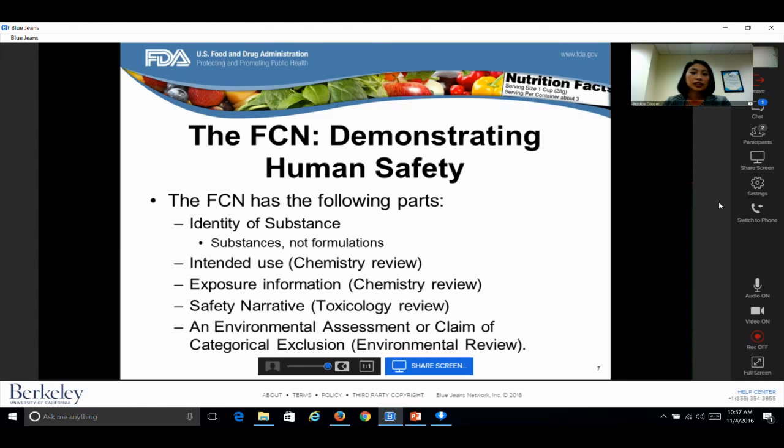So what is a food contact notification? It's basically a data package that demonstrates the human safety, and it has the following parts. It has the identity of the substance, the intended use, exposure information, safety narrative, and an environmental assessment or claim of categorical exclusion. Now, all this information is needed for a food contact notification to be considered complete. I will be focusing on the chemistry information, but as you know, there is a toxicology component and an environmental component along with the chemistry information.